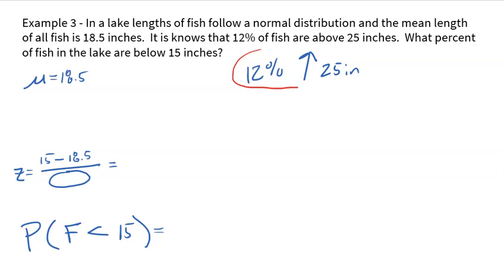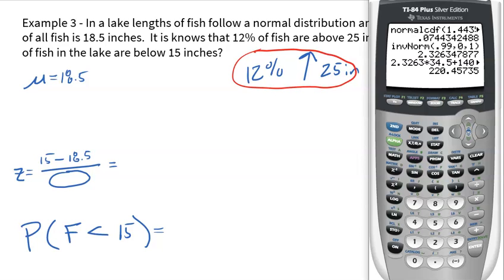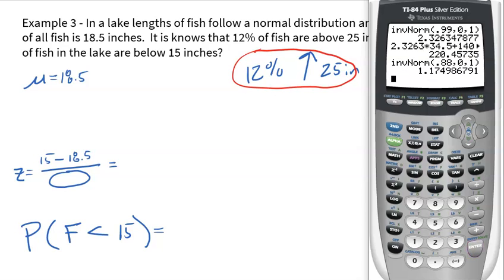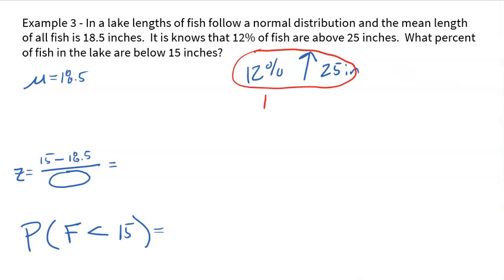Well, that's where this is going to help me. All right, let's use this to help me. Okay, a 25-inch fish is at the top 12%. I need to figure out what z-score that is. All right, what z-score marks the top 12%? Well, invert norm is how you get z-scores. Please keep in mind area is the bottom. So if I'm looking for the top 12%, that's the bottom 88%. So the z-score for this 25-inch fish is 1.1750. 1.1750. Now, why is this important?